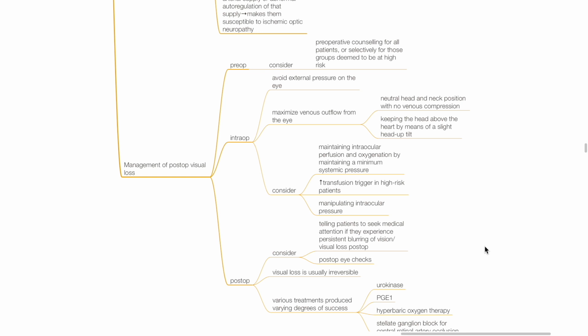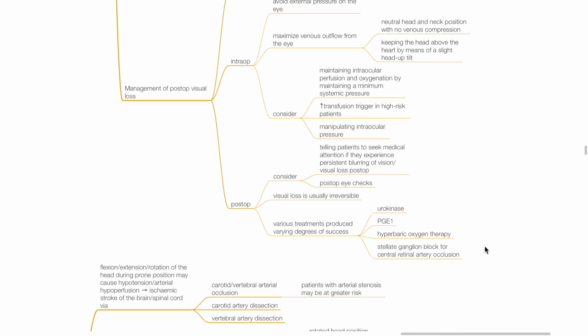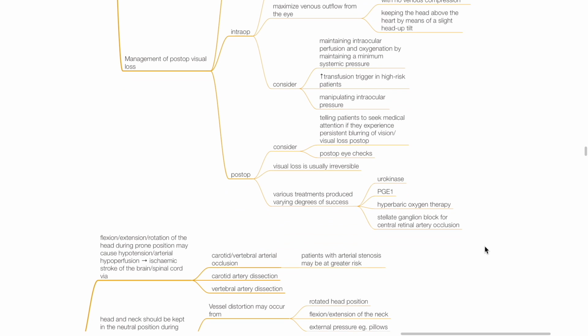Consider maintaining intraocular perfusion and oxygenation by maintaining a minimum systemic pressure, increased transfusion trigger in high-risk patients, and manipulating intraocular pressure. Post-operatively, consider telling patients to seek medical attention if they experience persistent blurring of vision or visual loss post-op, and post-op eye checks. Visual loss, if it occurs, is usually irreversible.